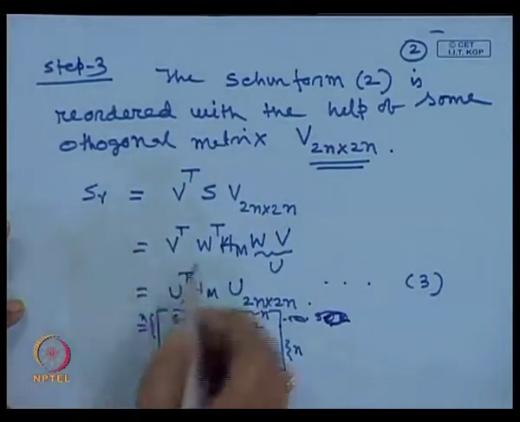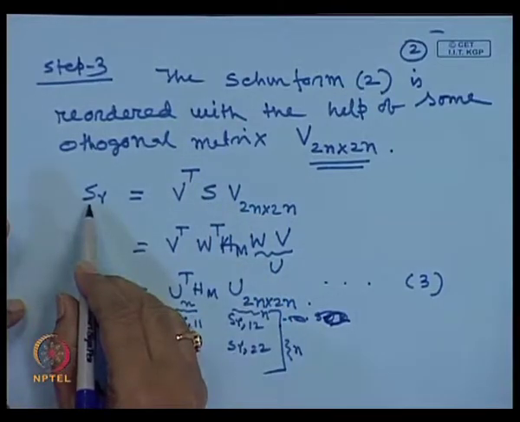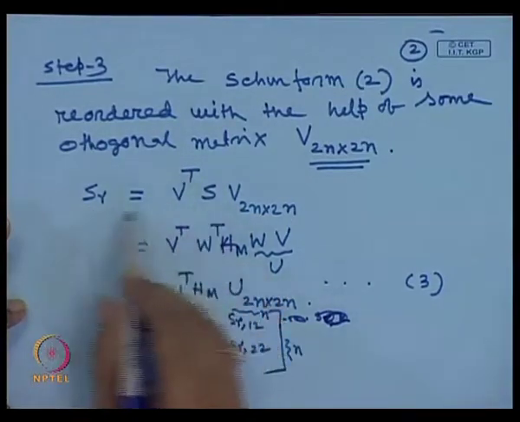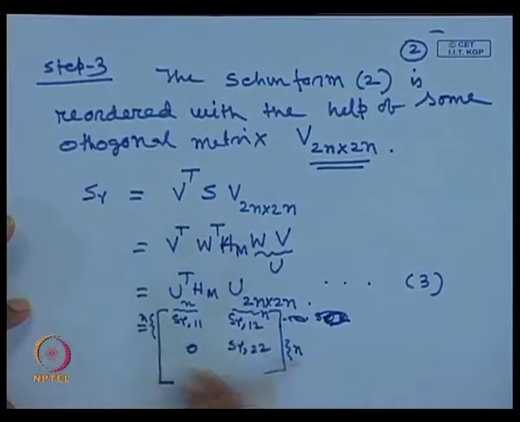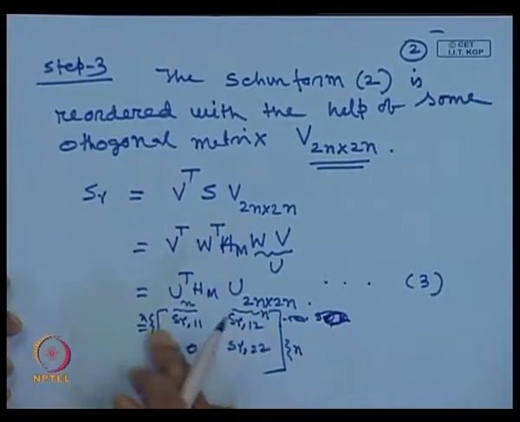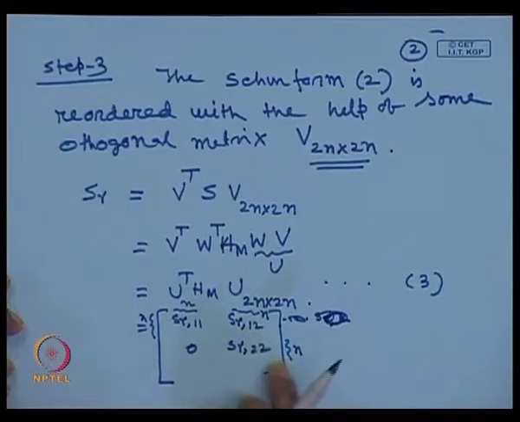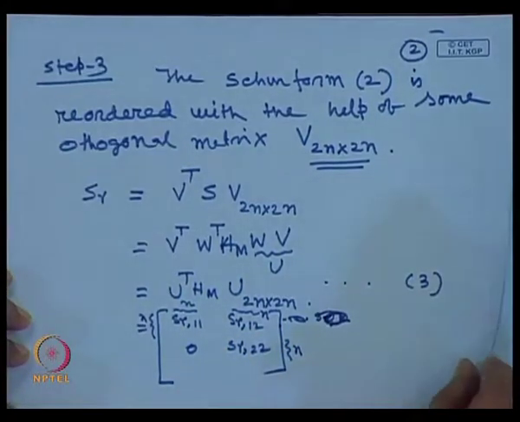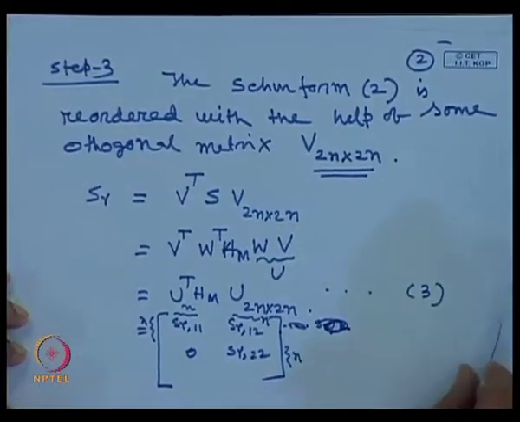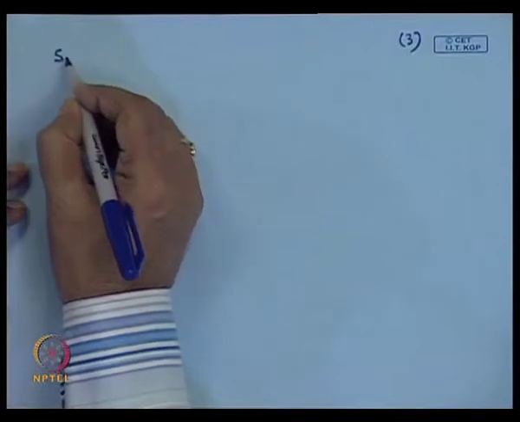So, from S we converted into SR by rearranging, so that the first stable block n cross n contains the stable eigenvalues, and the next n cross n diagonal block is considered the unstable eigenvalues of HM. So, that is this one. Just I am writing what SR 11 is.